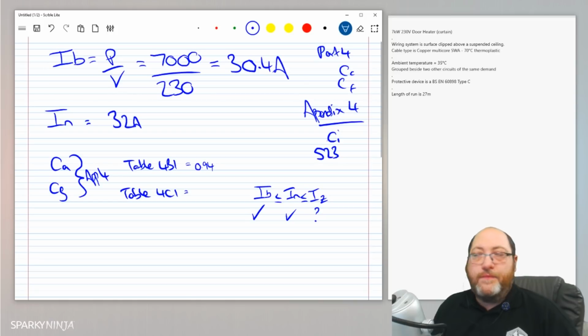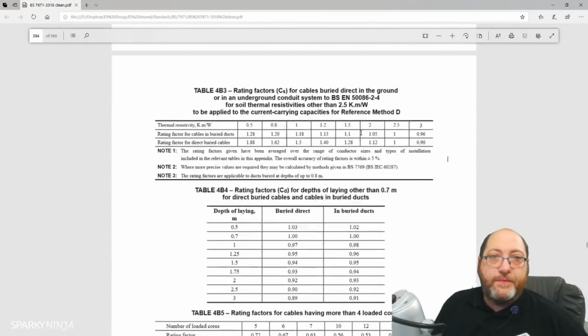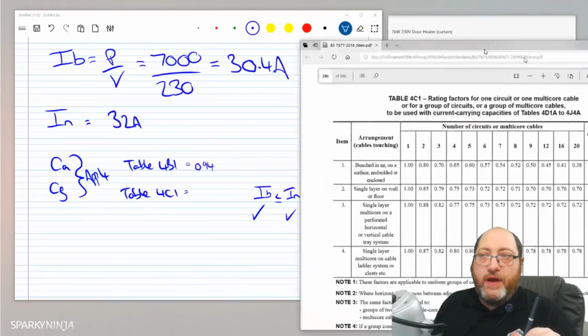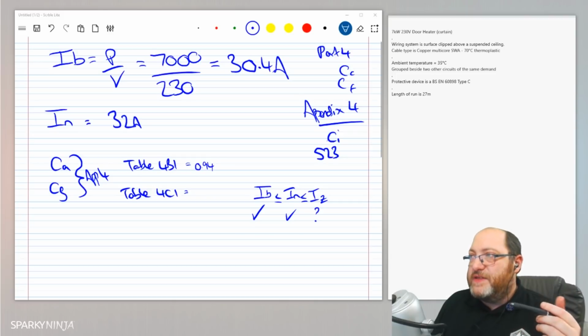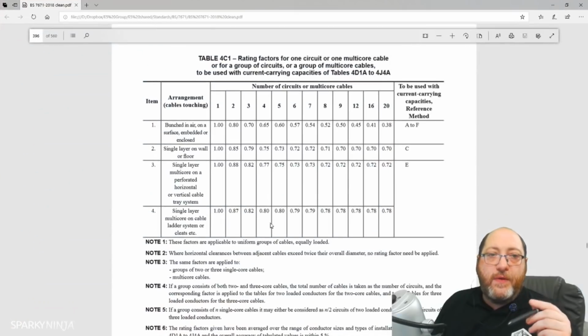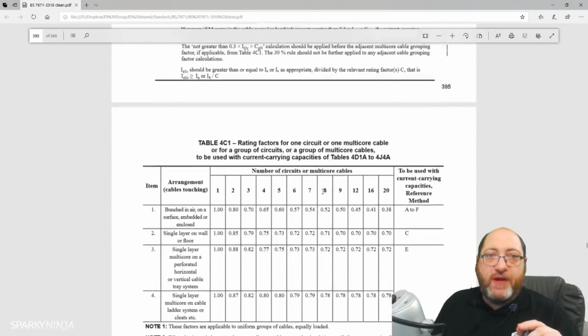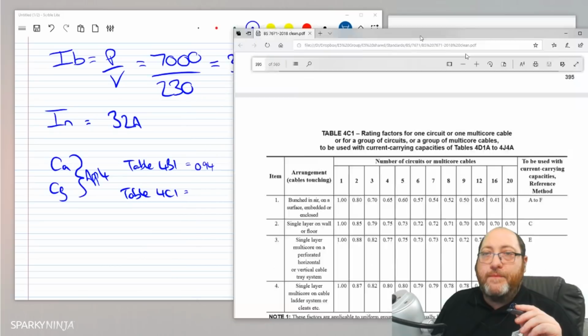Now 4C1 is on the next page here. Now it says in the scenario that it's grouped between two other circuits of the same demand. The reason it says of the same demand is so I know I don't have to pay attention to note 9, which tells me about the 30% of its grouped rating. So it's a reference method C, and there are 3 of them, so that's 0.79. Okay.